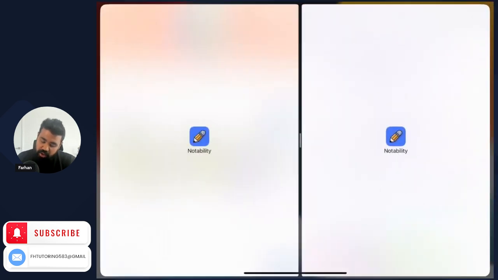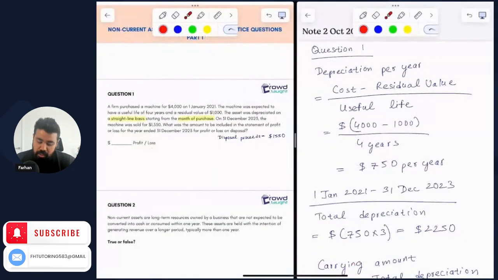On the right hand side, you can see the workings, which I'll explain step by step. We are working with the machine which has been purchased on 1 January 2021, and we expect to utilize this machine in our business for 4 years. After the end of the 4 years, we expect to sell this machine for $1,000, which is what we call the residual value, the value that we expect to get after the useful life has ended. This machine is depreciated on a straight line basis.